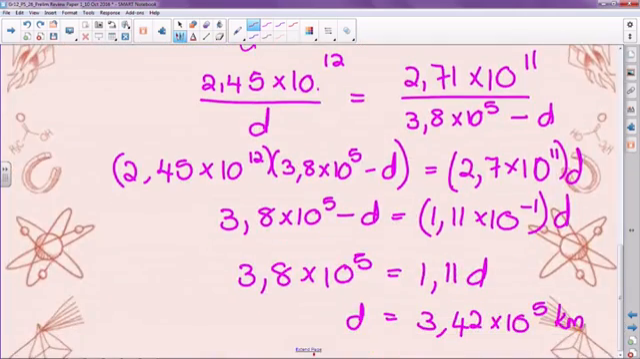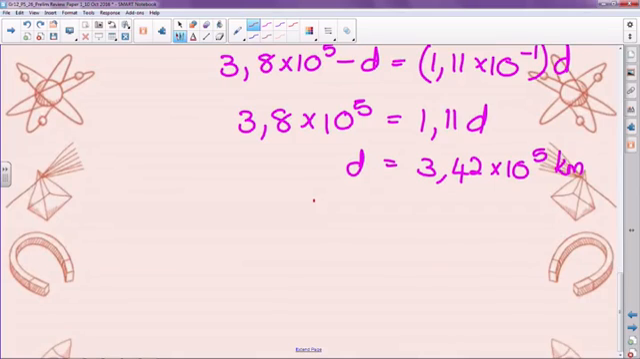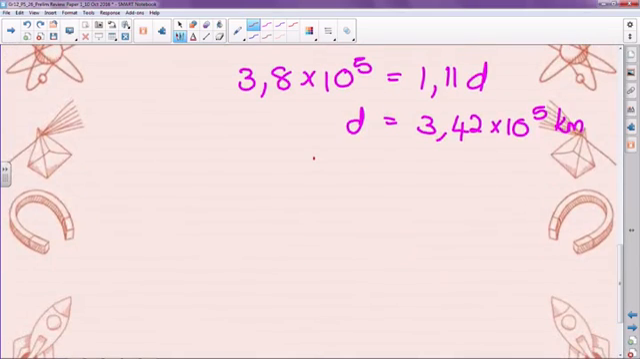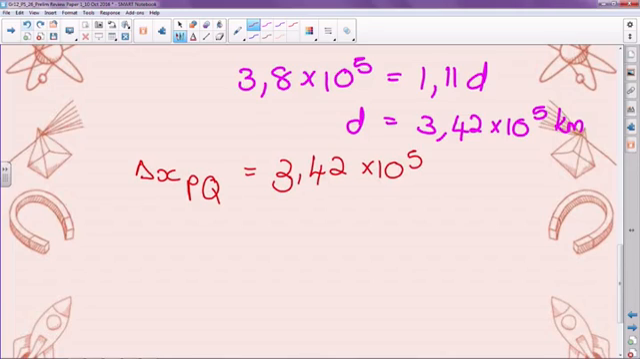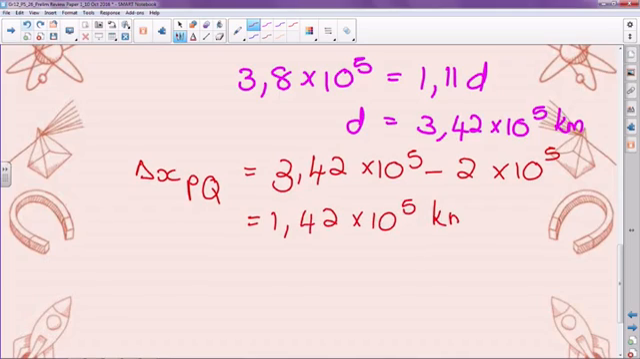So, watch what I'm going to say. My distance, now let's call it delta x, so delta x between P and Q is 3,42 times 10 to the 5 minus 2 times 10 to the 5, which gives me 1,42 times 10 to the 5 kilometers. Don't forget the last part. Okay? We all okay with that?